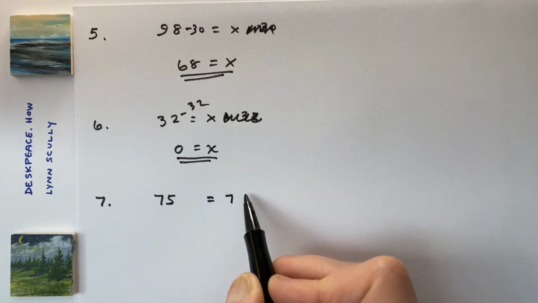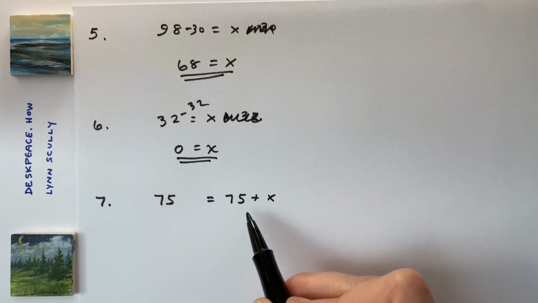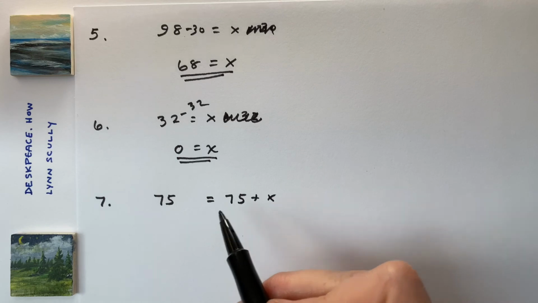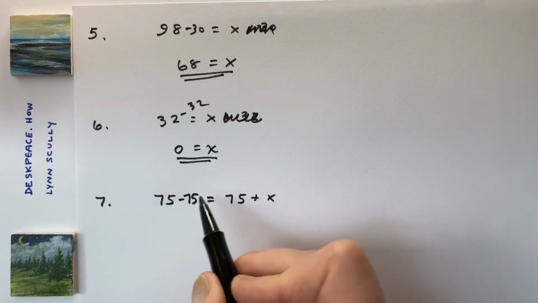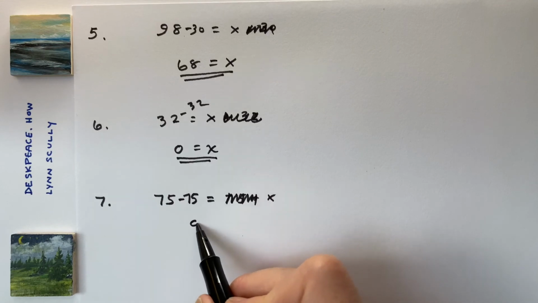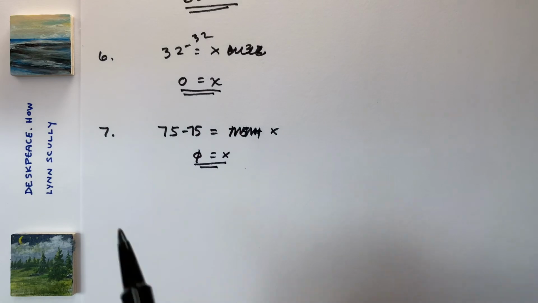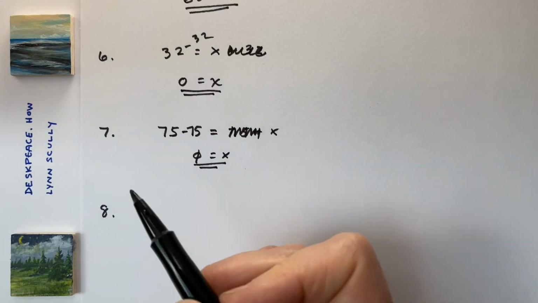Number 7. 75 equals 75 plus x. Here's my x. I want to get it alone. The 75 is attached by addition. I'm going to move it by subtraction to the other side of the equal sign. 75 minus 75 is 0. 0 equals x.